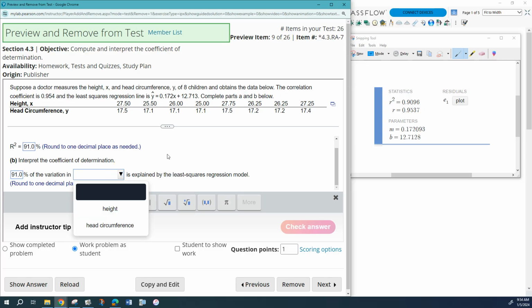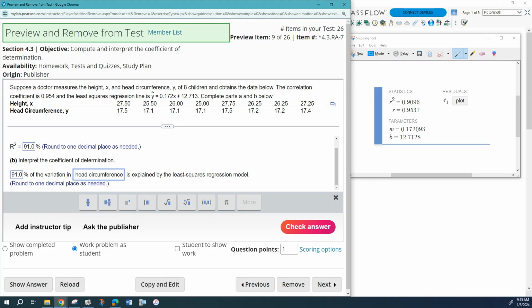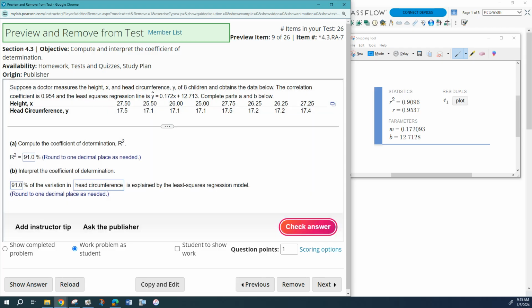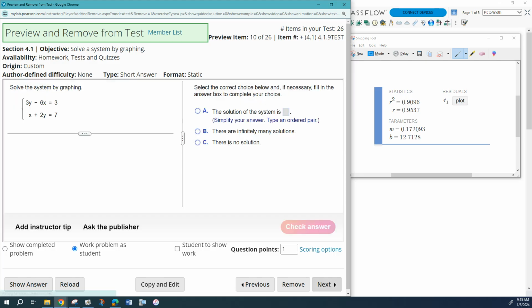91.0% of the variation in what is explained? Let's just put height and see what happens. It's saying that 91% of the variation in the output variable is explained by the relationship. So what's that going to be? Head circumference. There you go. Okay? Yep. Okay, I don't think we need to do any of those. We're good on all those.